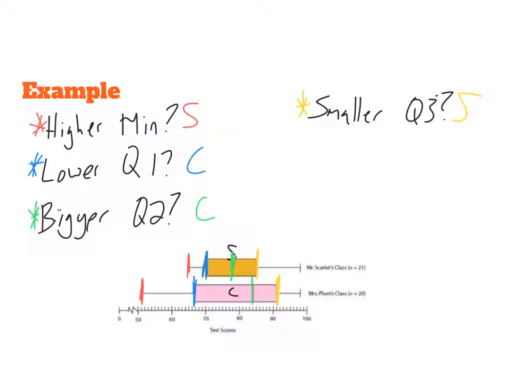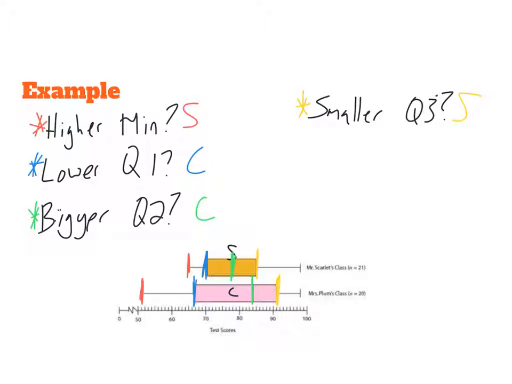In blue, we're looking for the lower Q1 value, so I've labeled the two Q1s in blue. Lower means which one's farther to the left, and that's going to be box and whisker plot C, so Miss Plum's class. Green has the bigger Q2 value, so I've labeled both of the Q2s in green. Bigger means which one's farther to the right, which again is going to be Miss Plum's class, so C. And then finally in yellow, we've got the smaller Q3 values. The Q3s are both labeled in yellow. Smaller means which one's farther to the left. So in this case, our answer is going to be S, Miss Scarlett's class.